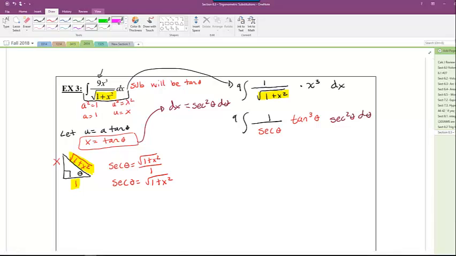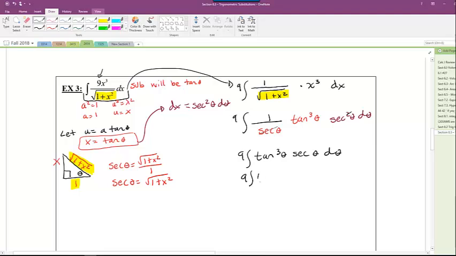Well, if I clean up this integral, I'd end up with one of my secants here cancels. Tangent cubed theta times the secant of theta d theta. So what I need to do now is determine how I'm going to evaluate this integral. Well, I notice that the tangent is raised to an odd power. So when tangent is raised to an odd power, I typically save a secant tangent and convert to a power of the secant. So that's what we're going to do.